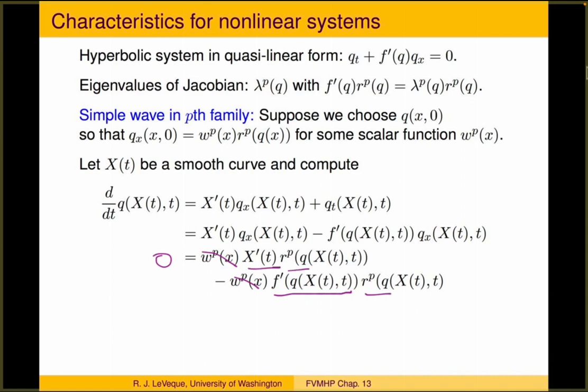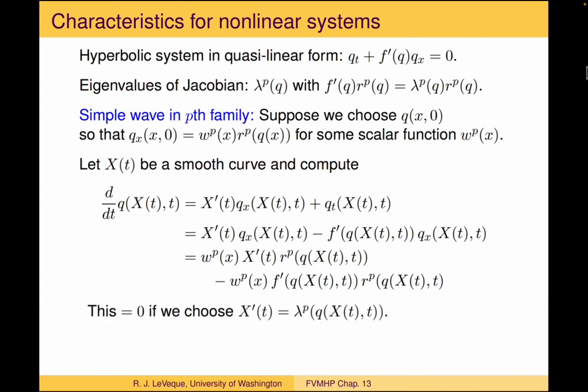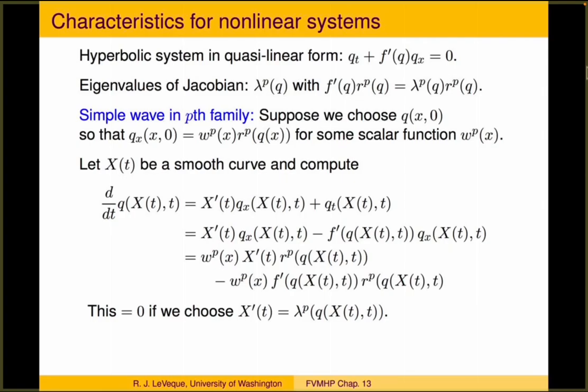And X prime is the characteristic speed. And we can make this be 0 simply by taking X prime of t to be the corresponding eigenvalue at this particular state. So the upshot is that if we have initial condition of this particular form, and if we look at a curve x of t along which x prime of t is the eigenvalue lambda p corresponding to this eigenvector rp that we've used to choose our initial data, then this total time derivative of q along the characteristic is equal to 0, just as in the scalar case.